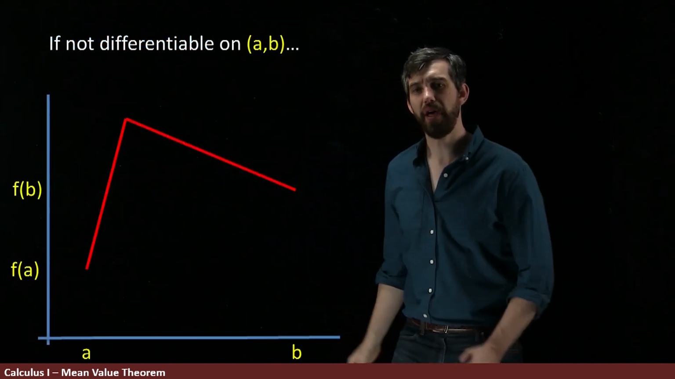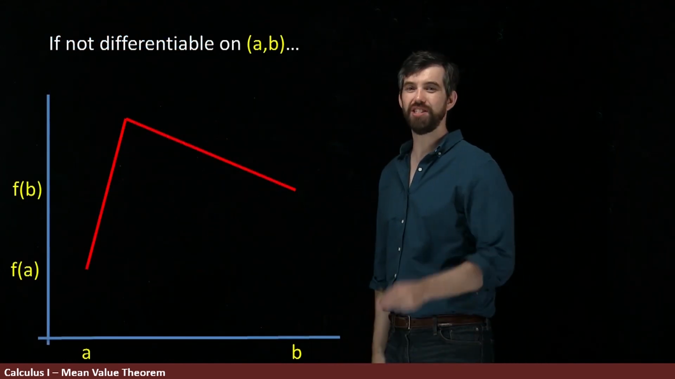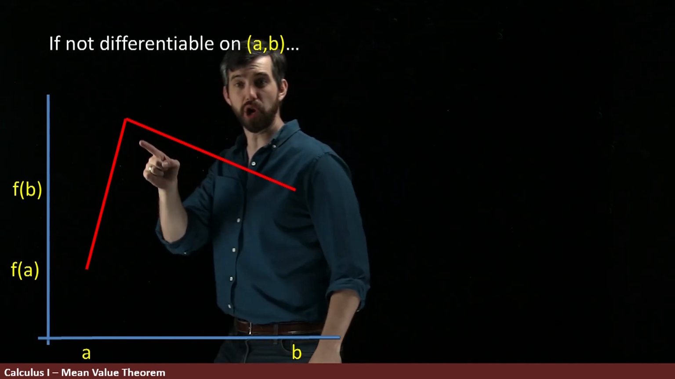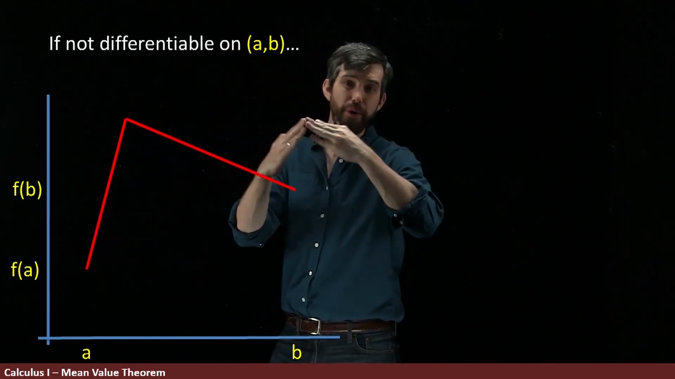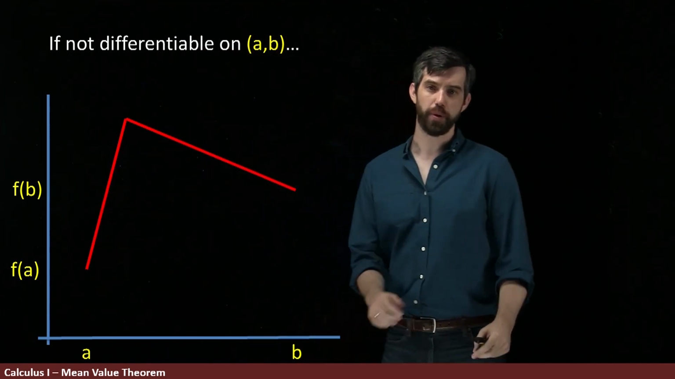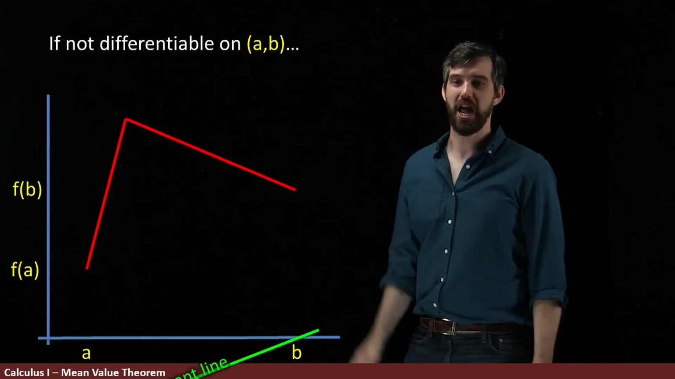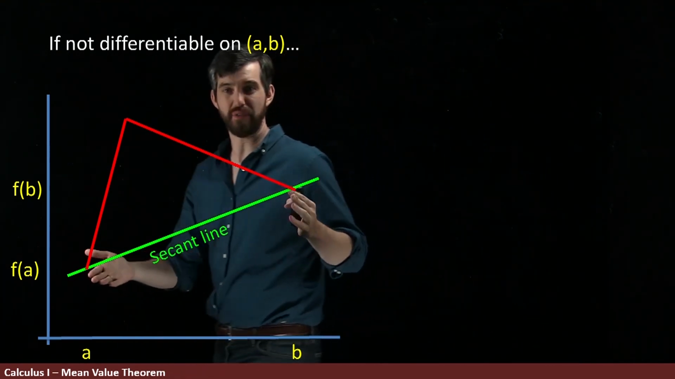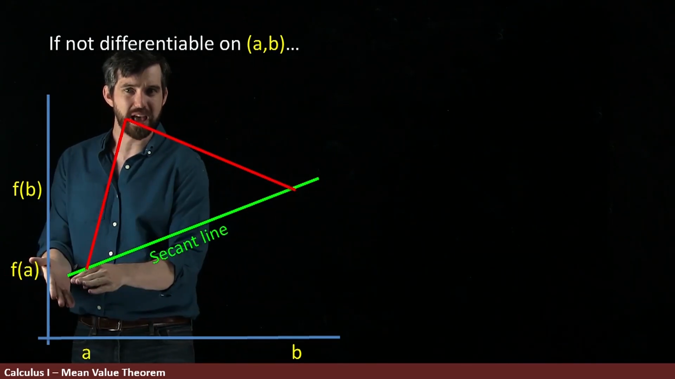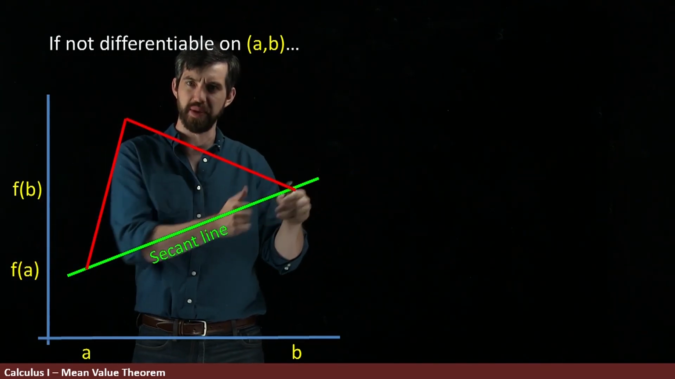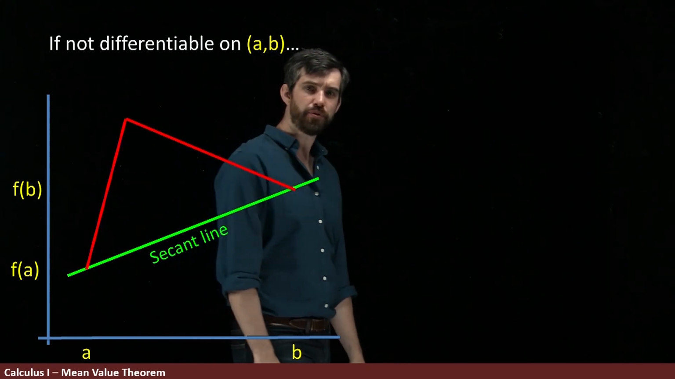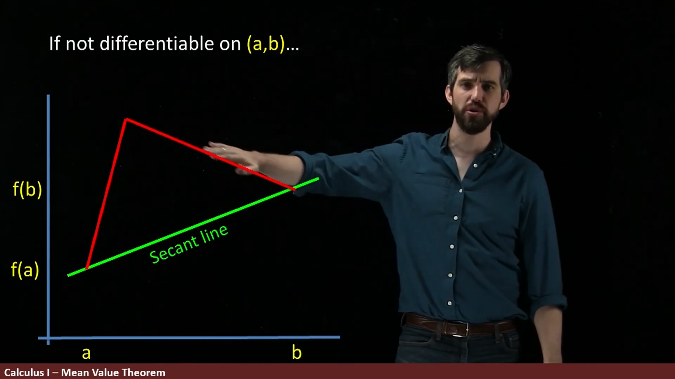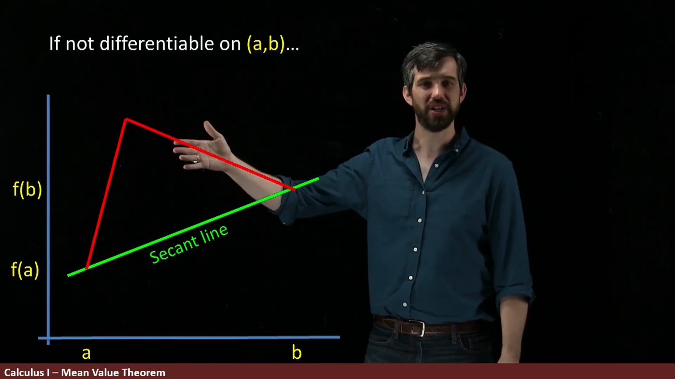I want you to think about this function here. Now this function is not differentiable on (a, b) because it's got a corner point, and we know that all corner points are not going to be differentiable. But I can still put a secant line on, right? There's that secant line as it ever was. It connects this point, a, f of a down here, and b, f of b up there. So is there some value of c on this curve where the tangent line is equal to the secant line?